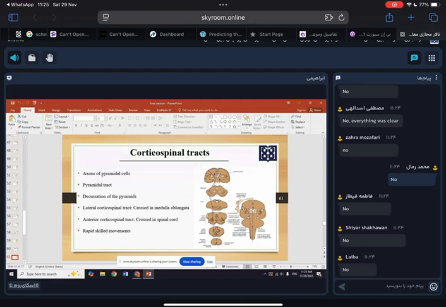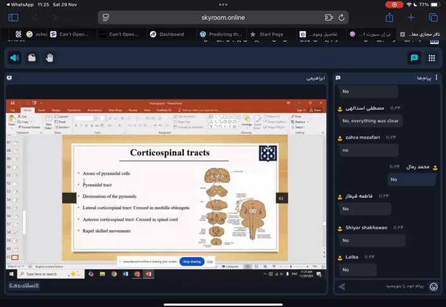Again, in the cerebrum or in the cerebral cortex, we have lots of cells. One of the main important cells are pyramidal cells. So the axon of the pyramidal cells makes this part, corticospinal tract. Another name for this tract is pyramidal tract.